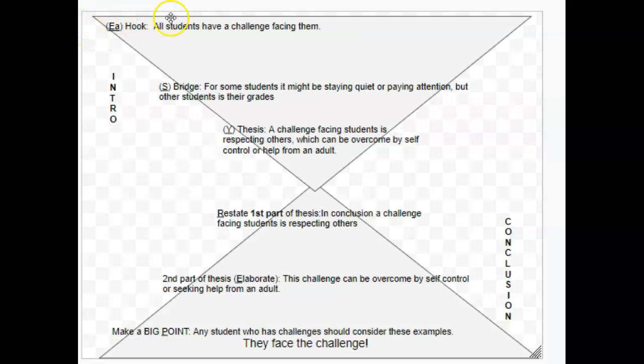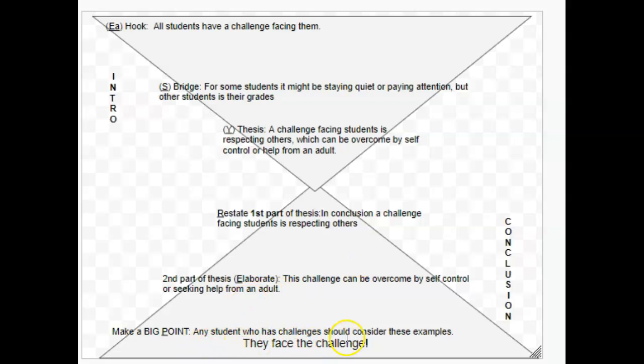Here's one about challenges. All students have a challenge facing them. For some students, it might be staying quiet or paying attention, but for others, it is their grades. A challenge facing students is respecting others, which can be overcome by self-control or help from an adult. That's the thesis. Conclusion. In conclusion, a challenge facing students is respecting others. This challenge can be overcome by self-control or seeking help from an adult. I just busted that up.